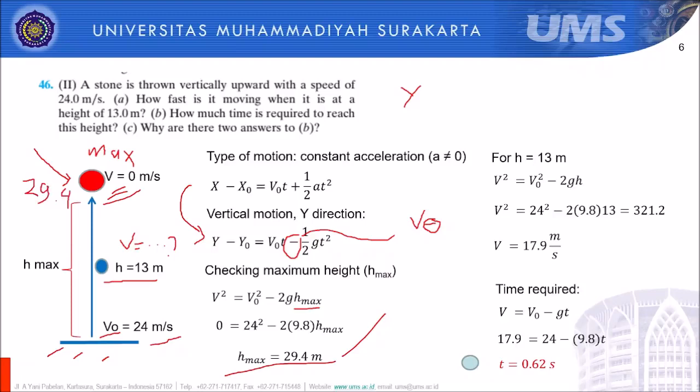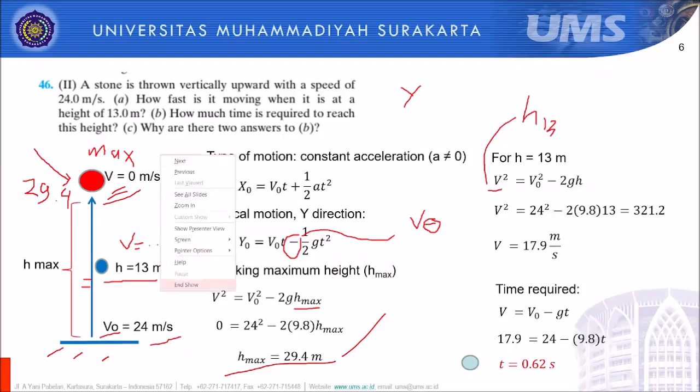So the question is at the height of 13, in this position. Now you can use the same equation, v squared equals v0 squared minus 2gh. But here this velocity is our speed at the height of 13, at this position. Otherwise, we can use this first.